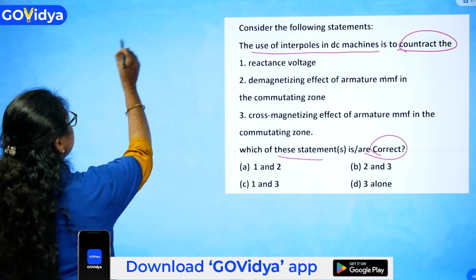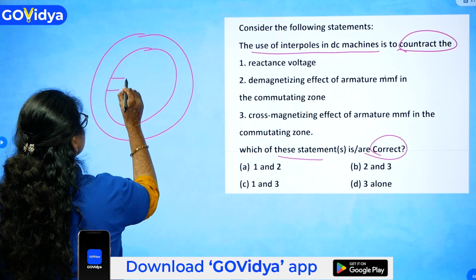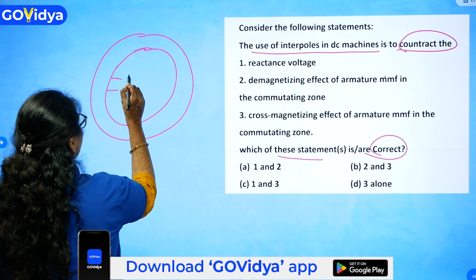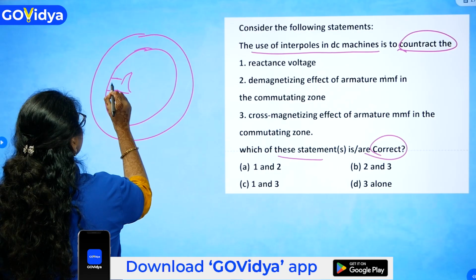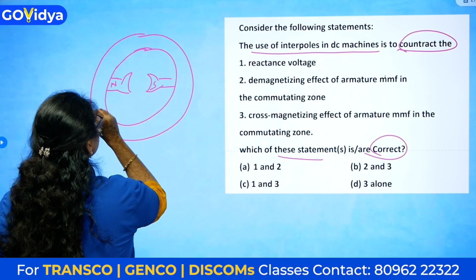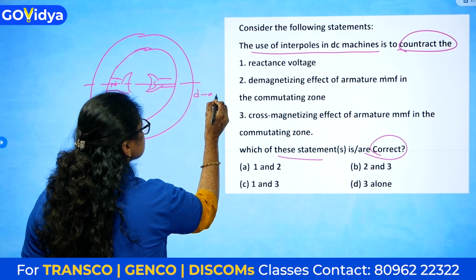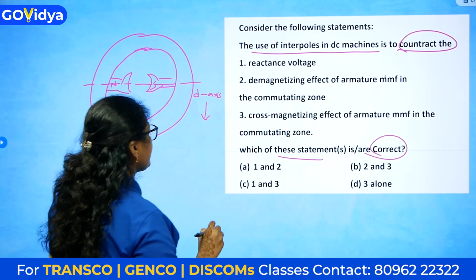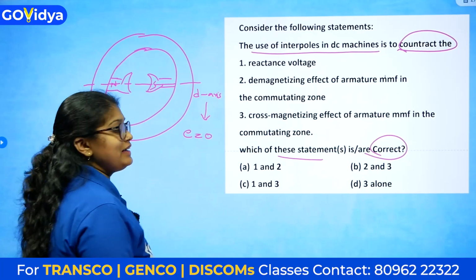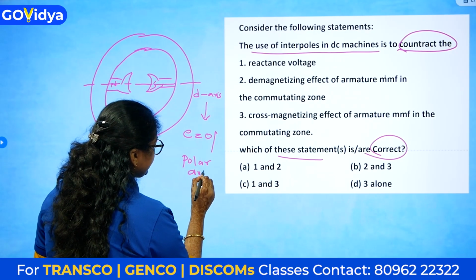Let's see the diagram. Stator, rotor. I am considering two fields, taking a two pole machine, north and south. So this will be the D axis. How to know this is a D axis? Whenever the induced EMF E is equal to 0, we say that as a D axis or polar axis.